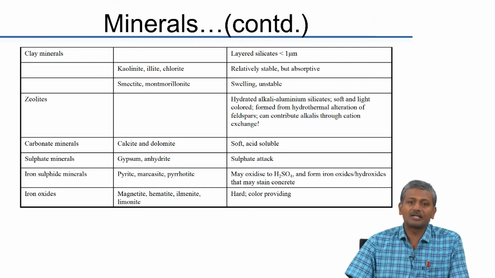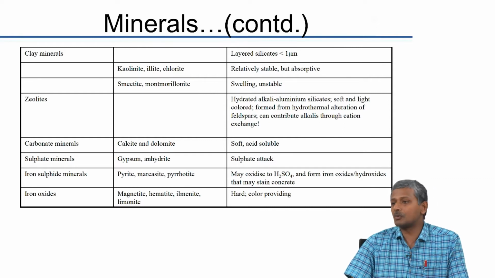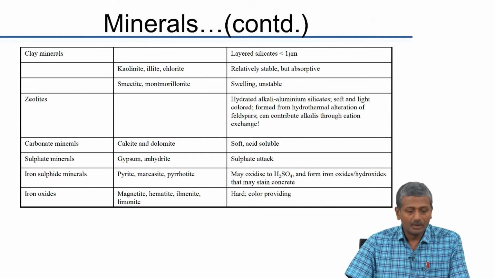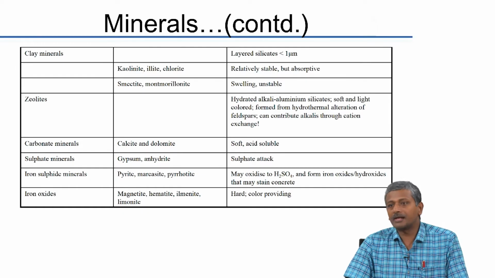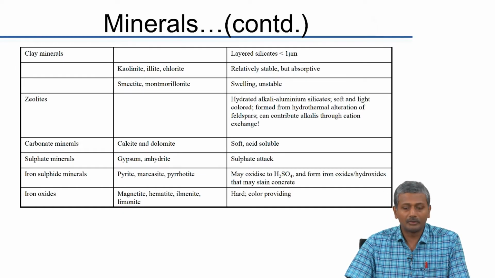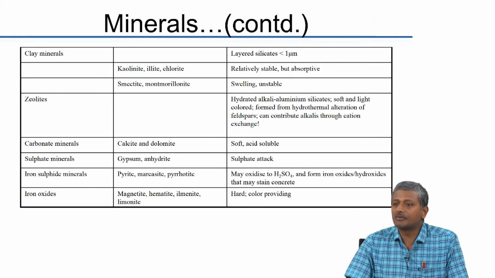Certain types of minerals within the rock can get transformed to zeolites, and these are essentially soft minerals. We need to avoid aggregates which have an excess quantity of zeolite present in them. Carbonate minerals, you all know very well, include calcite and dolomite. Calcite is calcium carbonate and dolomite is calcium magnesium carbonate. These are again soft, but they also form very good aggregate for concrete, apart from obviously being the primary raw material for the manufacture of cement.